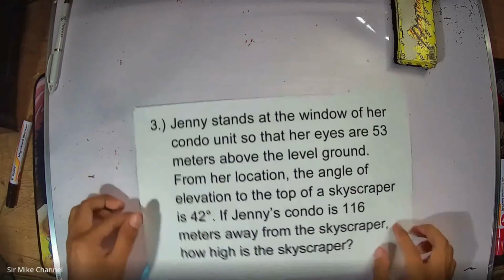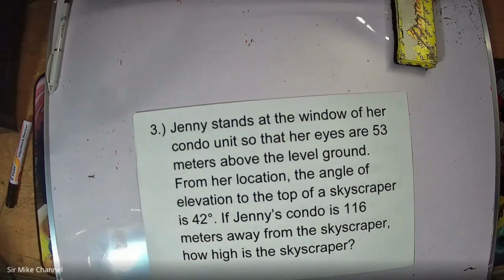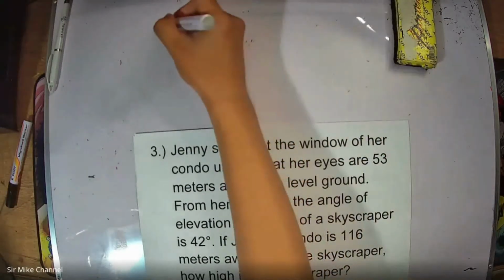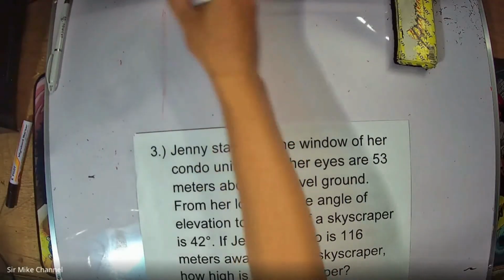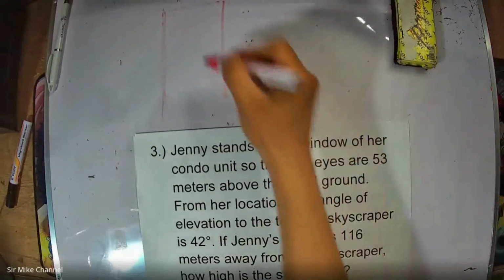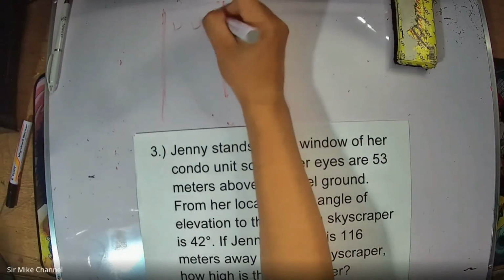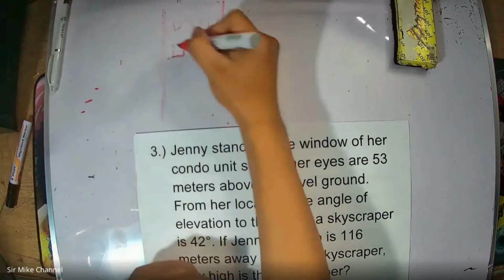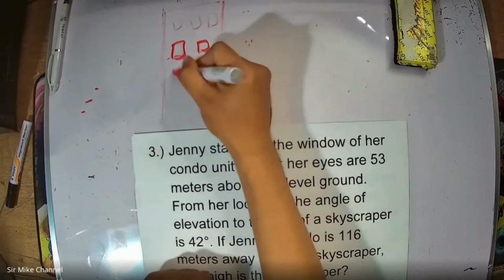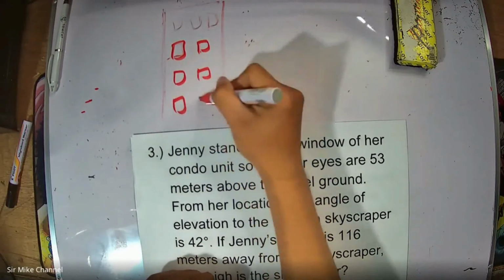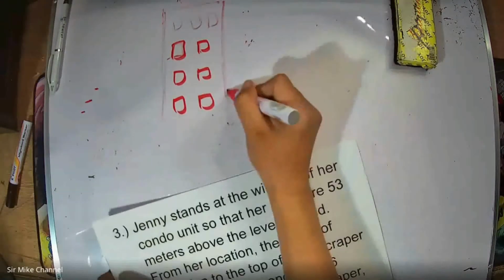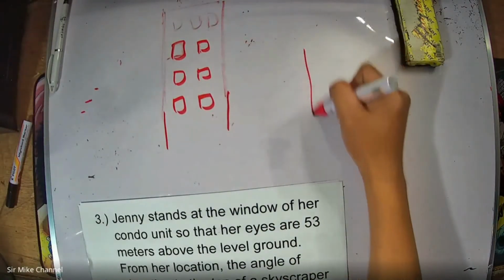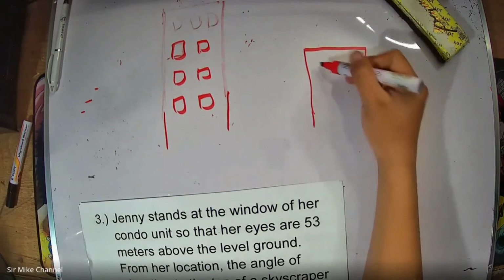So analyze natin to. So i-draw natin yung sample. Let's say ito yung skyscraper natin. Say mataas yan. Oops. Hindi na sumula. Yan. Say ito yung skyscraper natin. Syempre mas mataas sa condo ni Jenny. Ito yung condo ni Jenny.